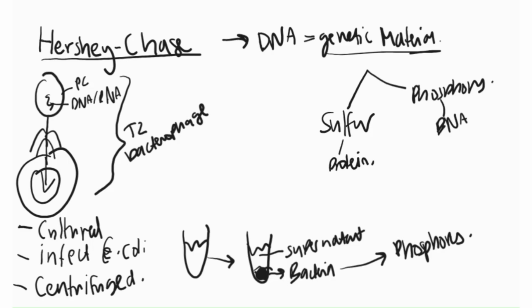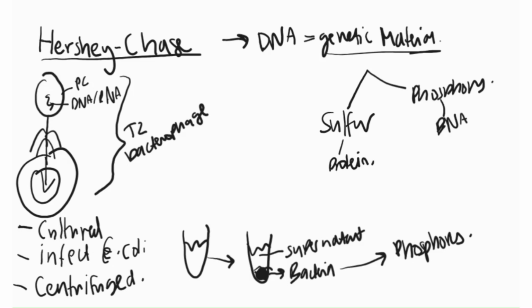And that's how we know that it was DNA that's the genetic material and not the sulfur, because whatever we find in the bacteria should be the genetic material, thanks to the theory that we know that viruses inject their genetic material into bacteria or whatever they're infecting. And yeah, that's pretty much it.